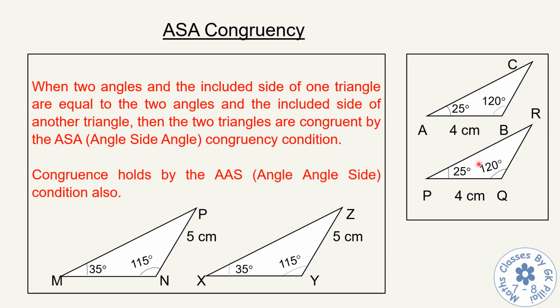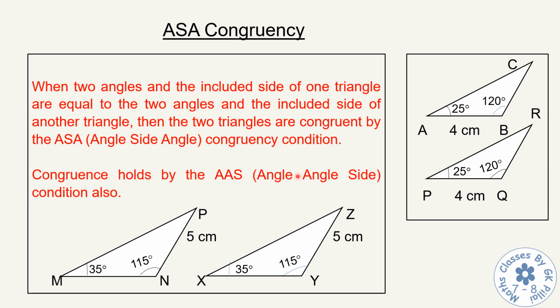The same thing is repeated in this triangle also. 4 centimeter comes in between 25 and 120 degrees. So this is the included side. When two angles and the included side of one triangle are equal to the two angles and the included side of another triangle, then the two triangles are congruent by ASA congruency condition.